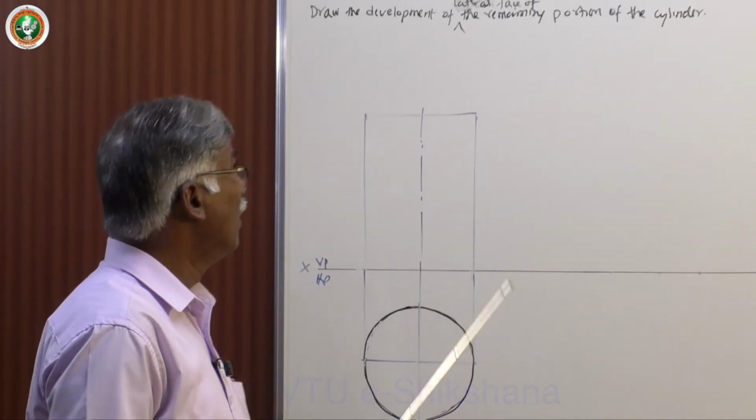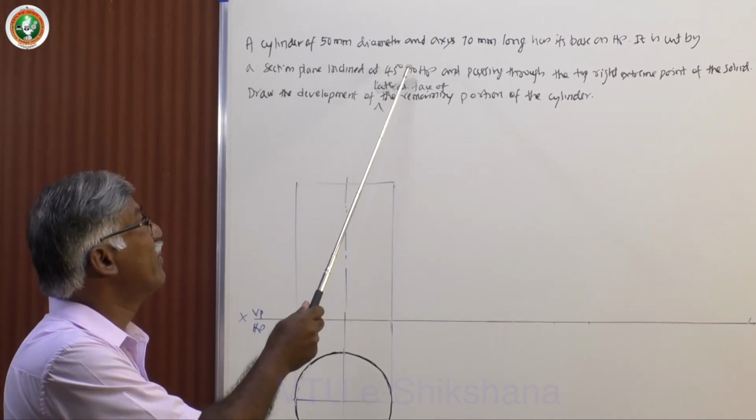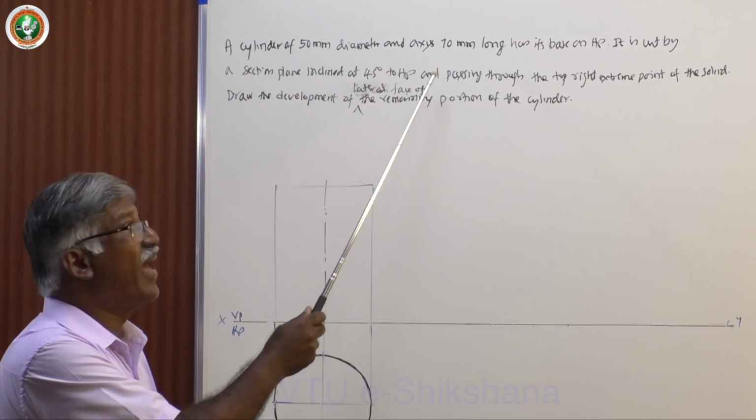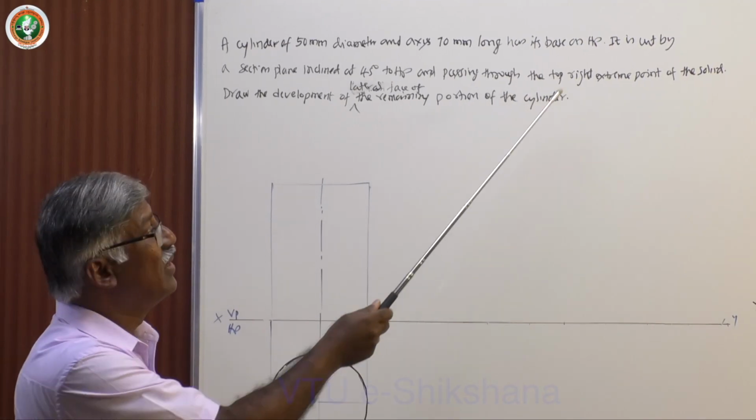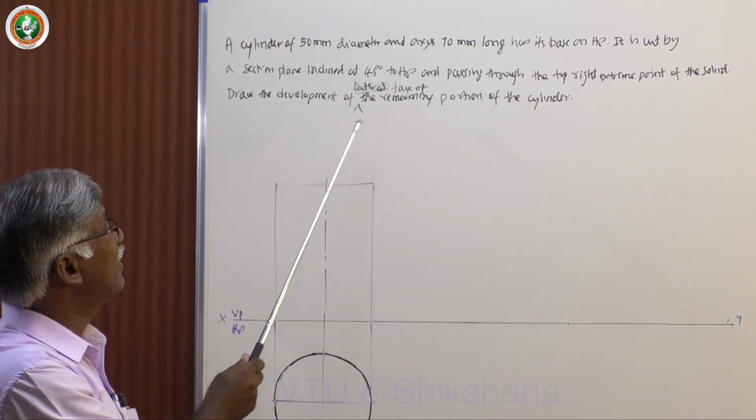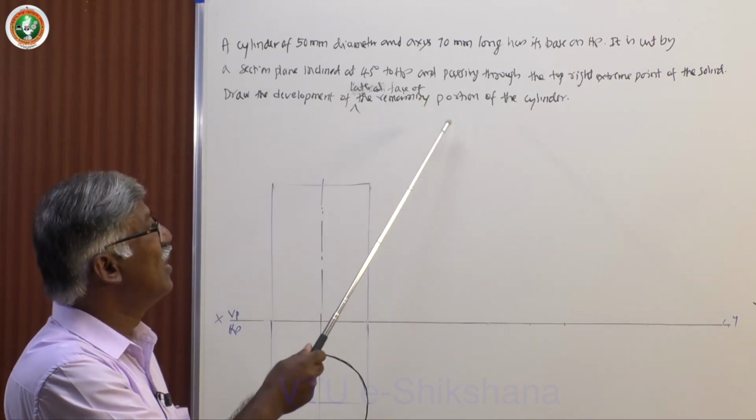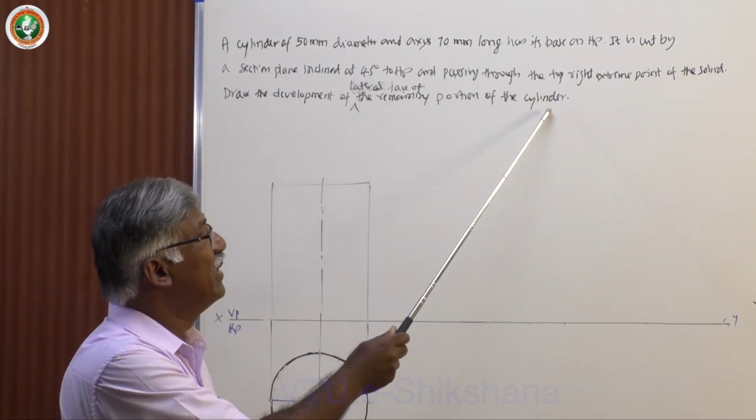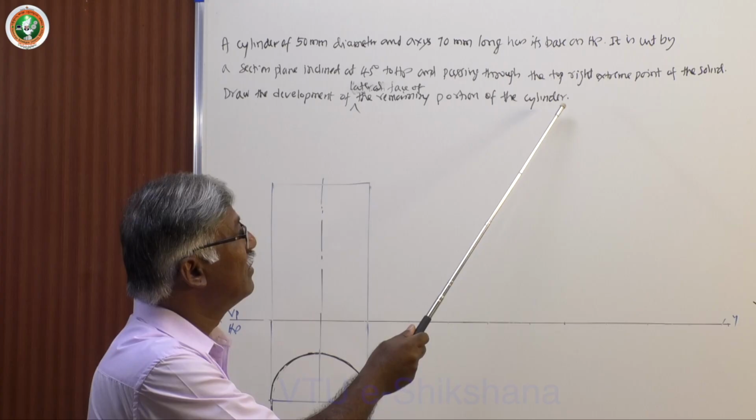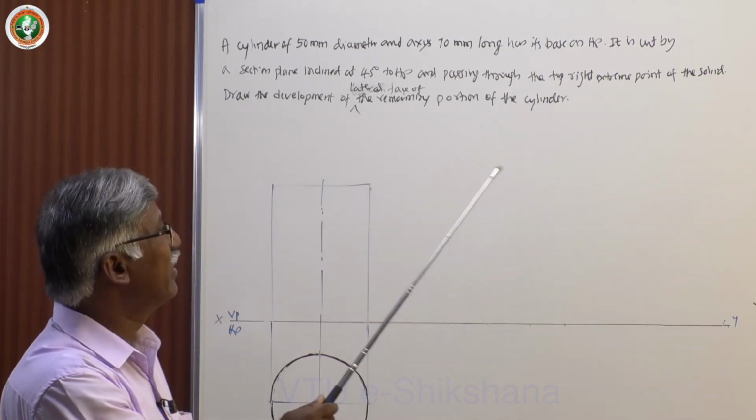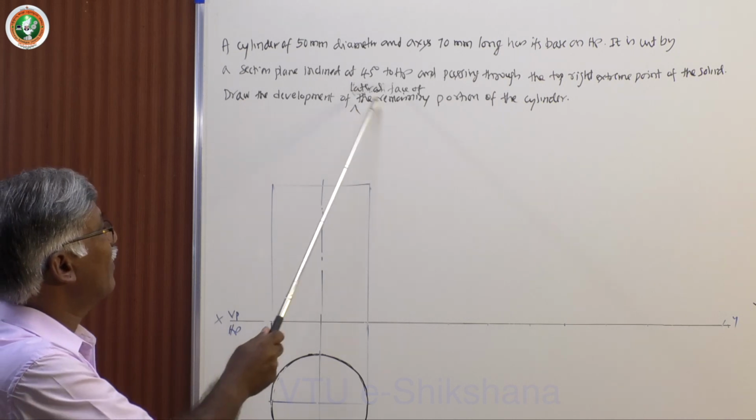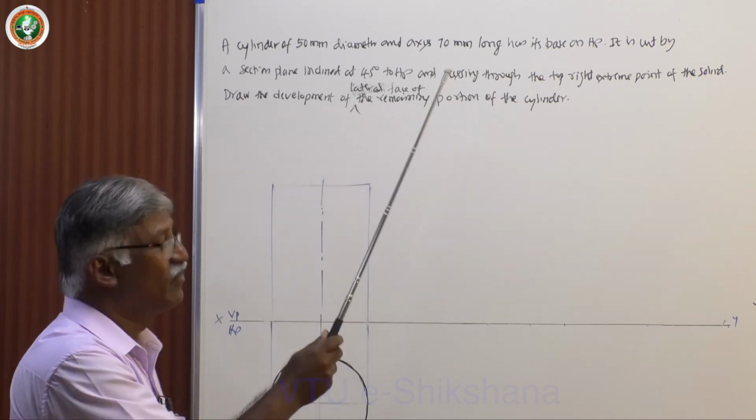Now let me take cylinder first. Let me have a problem and discuss the same. A cylinder of 50 mm diameter and axis 70 mm long has its base on HP. It is cut by a section plane inclined at 45° to HP and passing through the right extreme point of the solid. Draw the development of lateral face of remaining portion of the solid.